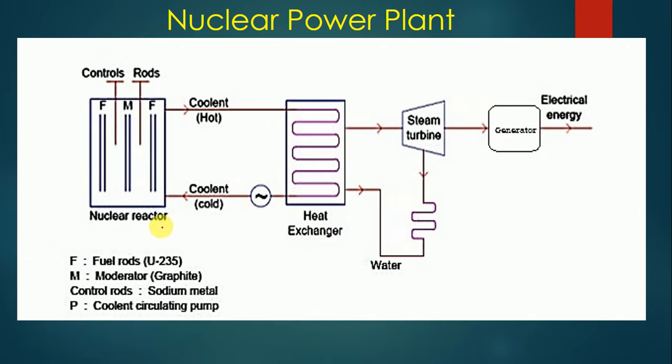If you see the nuclear reactor, there are three alphabets we have used: F, M, F. F indicates fuel rod, M indicates moderator, and again F is fuel rod. There is also a control rod, and the control rod uses sodium metal. The fuel rod which we are going to use is uranium. Uranium is used as a fuel, and because of the reaction happening in the nuclear reactor, there will be heat generation.